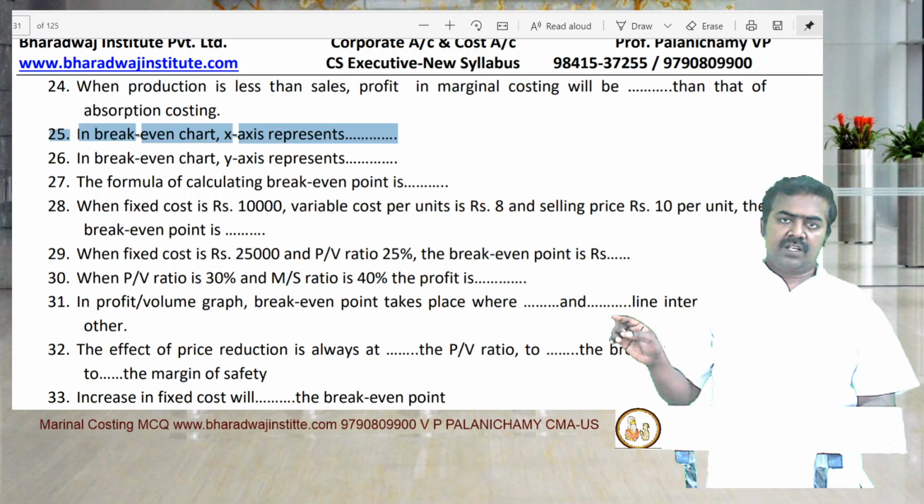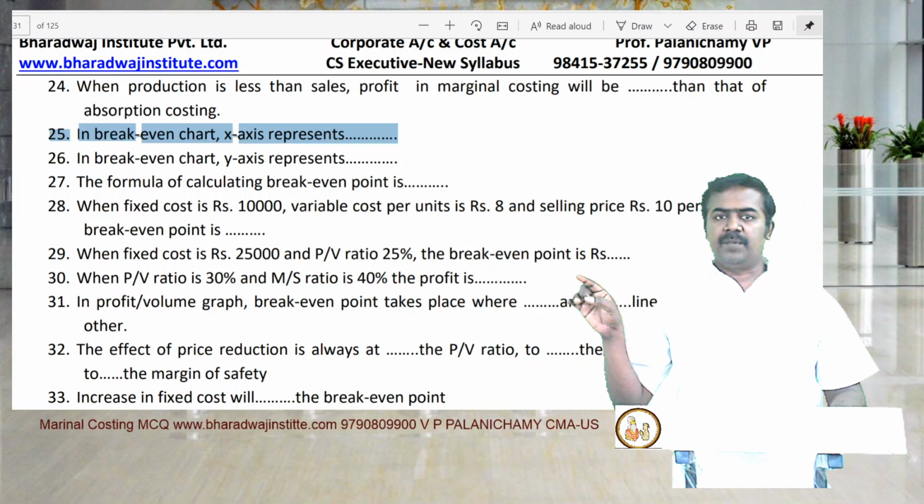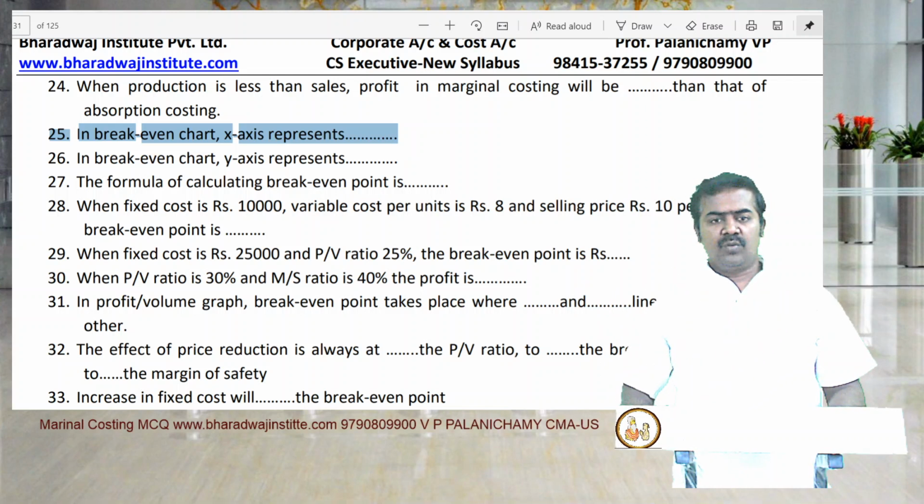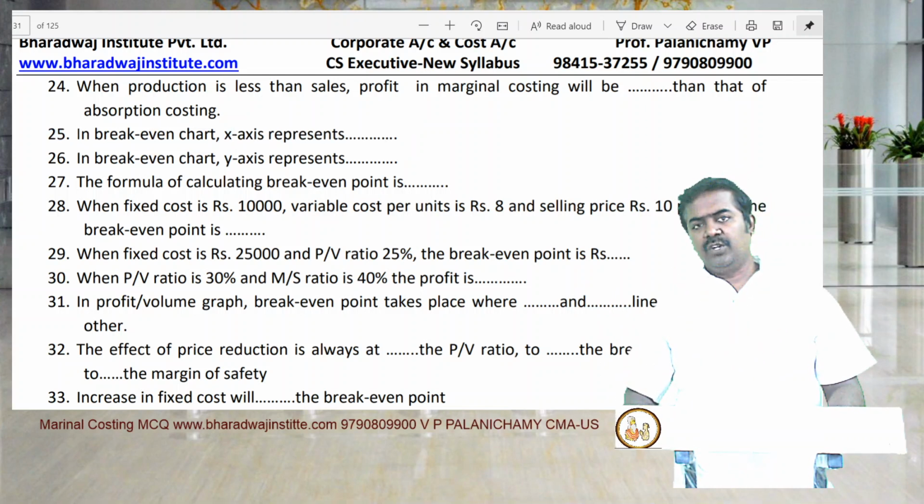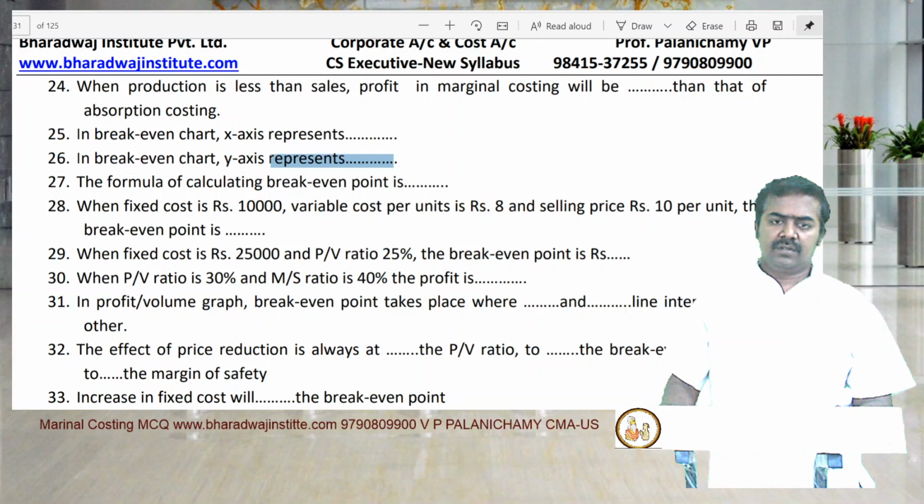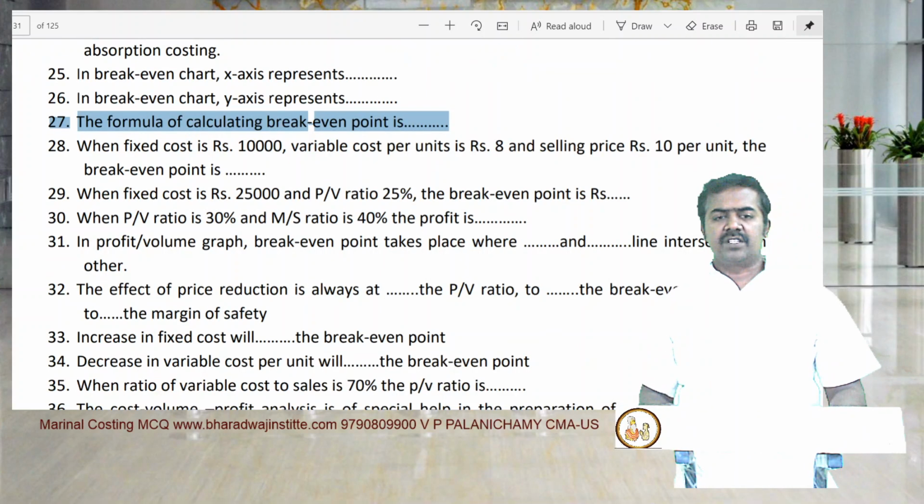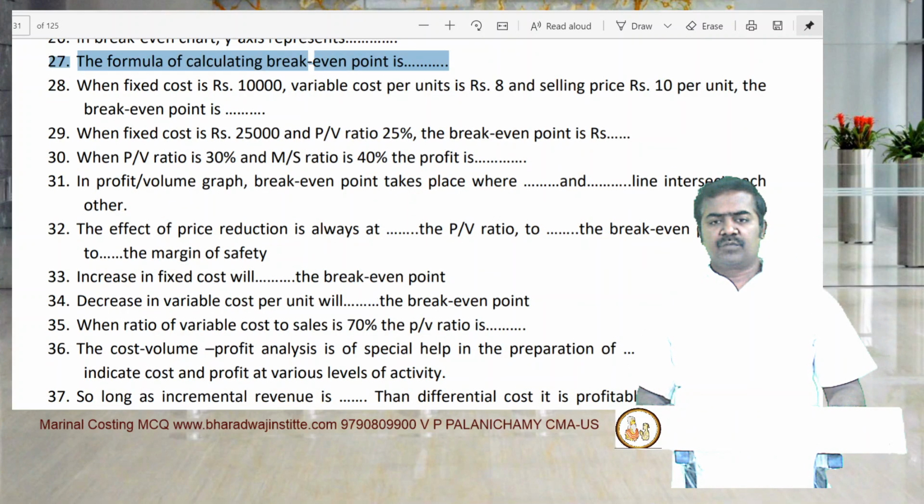X-axis represents, horizontal axis represents volume of output, or volume of sales. Y-axis represents revenue, cost and profit, or you can say revenue and cost. Formula for calculating break-even point: fixed cost by PV ratio.